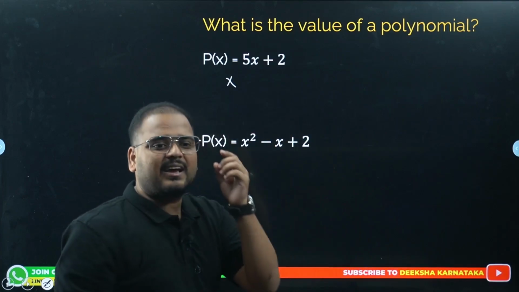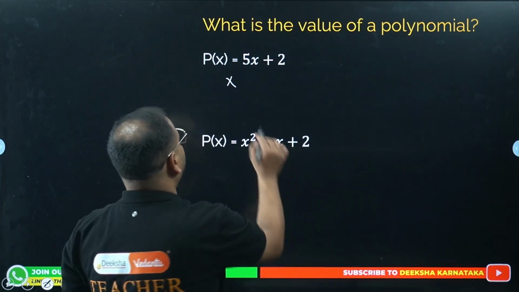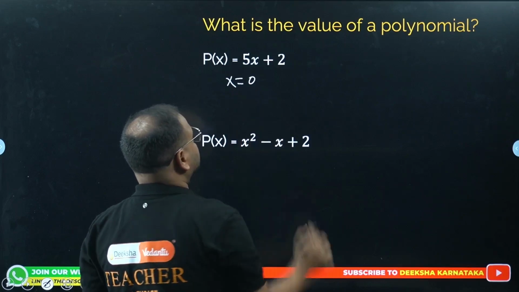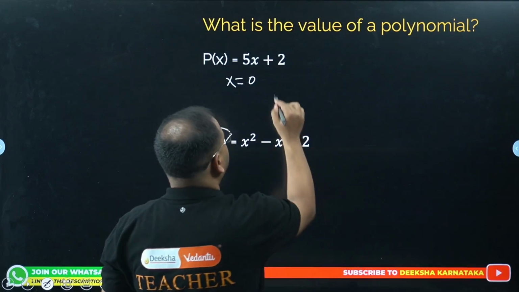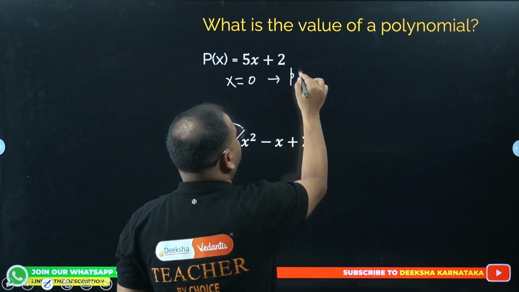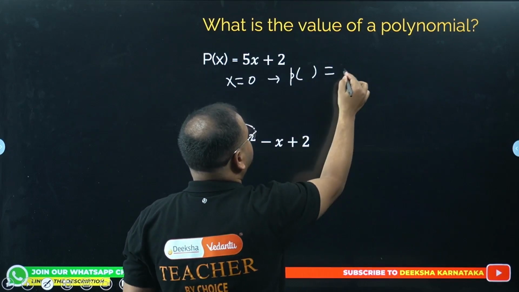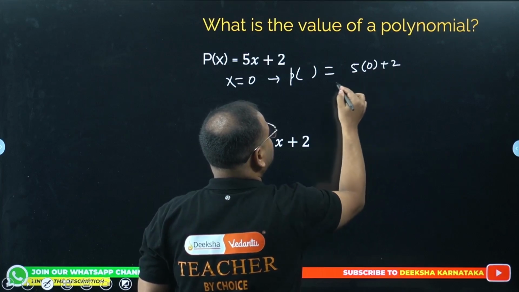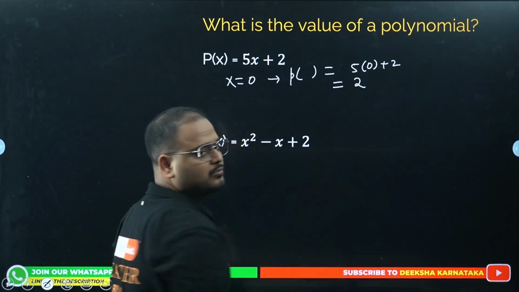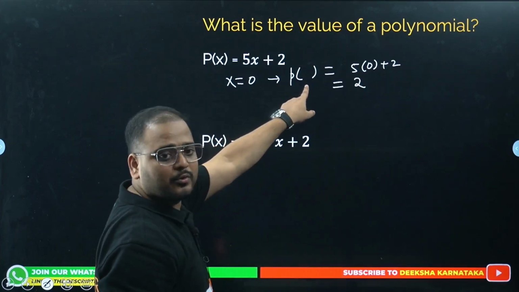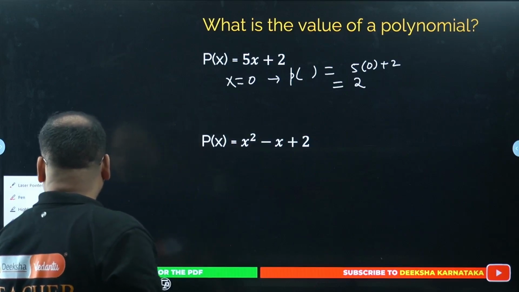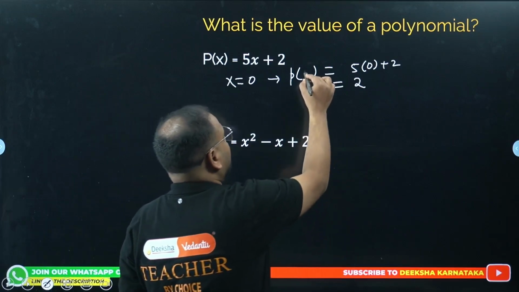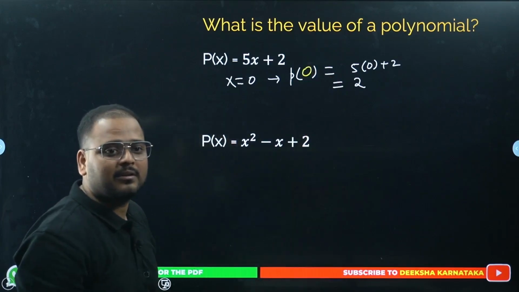So for x, let's take 0. If x is 0, what will the polynomial become? 5 times 0 plus 2. Answer is 2. Sir, why have I not written anything in the next up to the polynomial? Because I'm going to write 0 there. Sir, why are you writing 0 there?